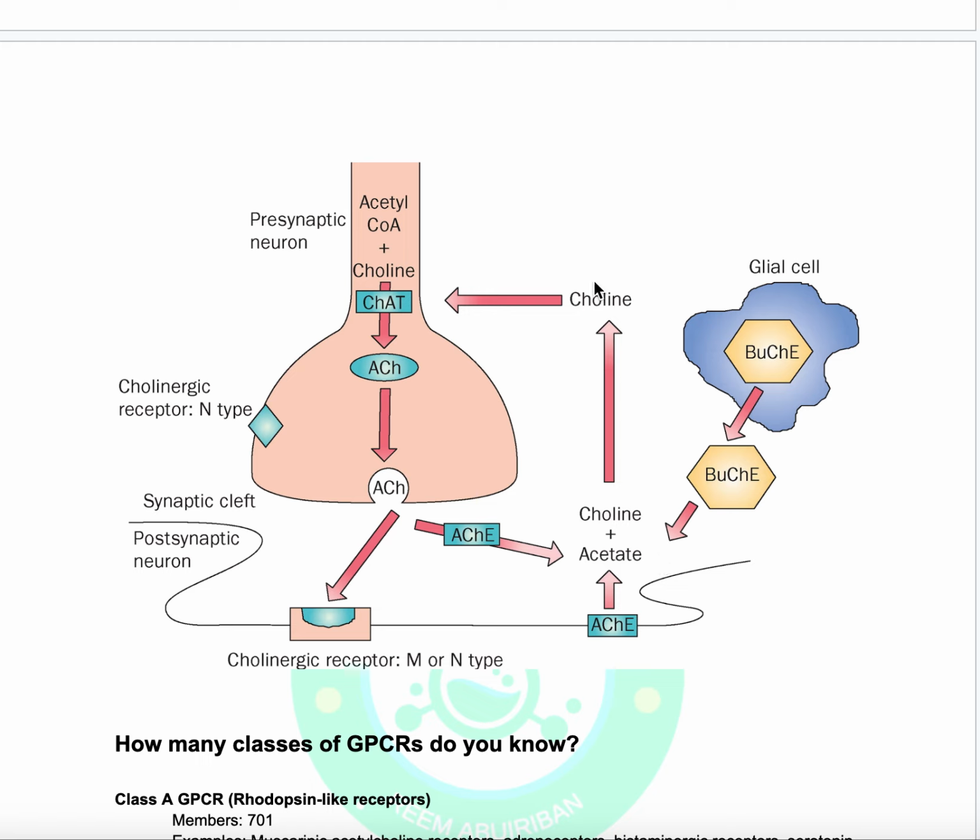then choline is recycled back to the presynaptic neuron to resynthesize acetylcholine again, which is normal. It is like a brief and short neuron signal, so we prevent the overstimulation of contraction or something in the postsynaptic cell.